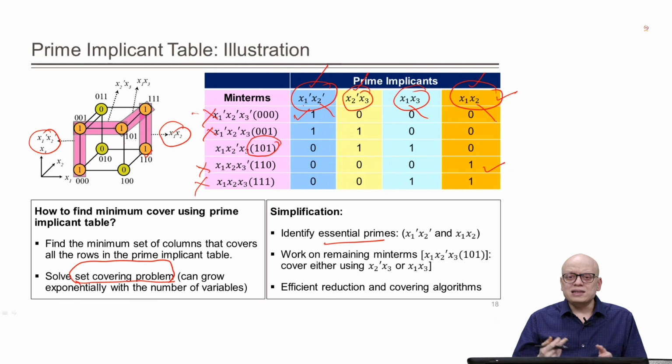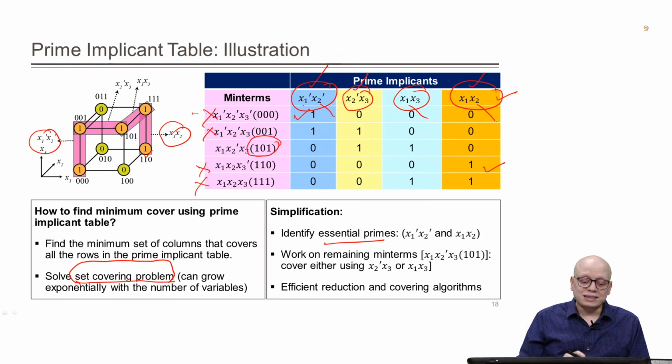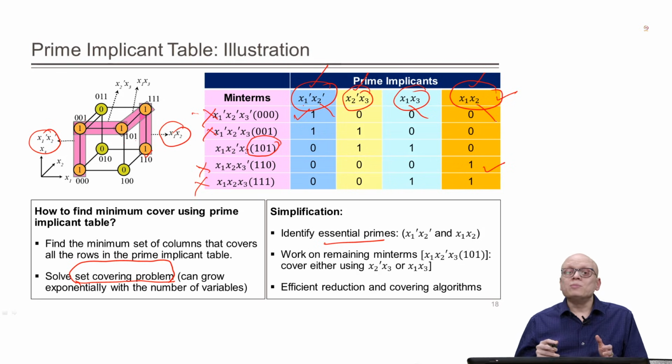So, I just gave one example of the reduction technique that is based on essential primes. There are many other efficient techniques which try to reduce the number of variables or the number of vertices that need to be handled by the set covering problem. Okay. So, with the help of those reduction techniques and some heuristics in the covering algorithm, this problem of exact logic minimization can be tackled efficiently.